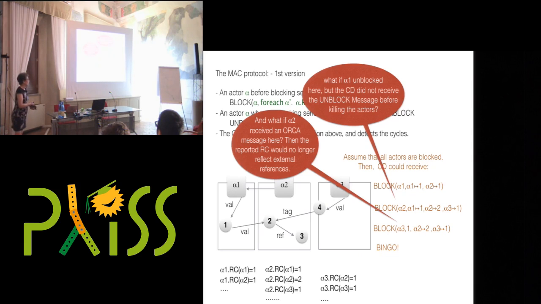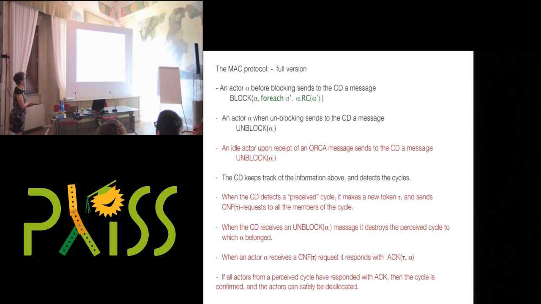So messaging of the actor paradigm to the rescue. We update the protocol. It's pretty much as it was before. When you are idle, you send a message that you are blocked. When you unblock, you send a message. Also, when you receive an ORCA message, you tell the cycle detector that you unblock. Then the cycle detector keeps track of all the information and detects a cycle.